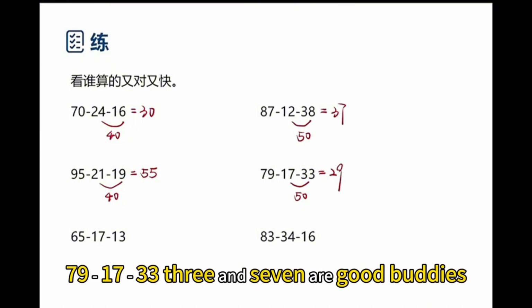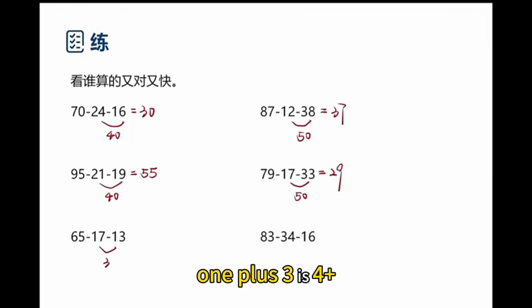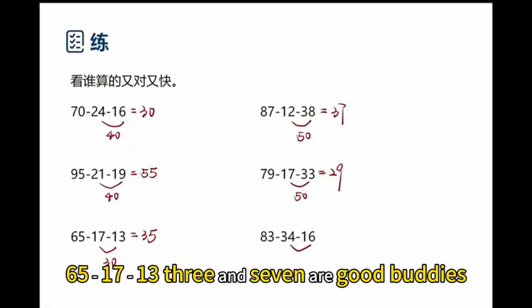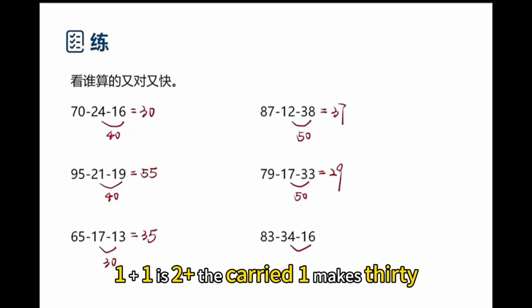79 minus 17 minus 33. 3 and 7 are good buddies. 1 plus 3 is 4, plus the carried 1 is 50. 79 minus 50 is 29. 65 minus 17 minus 13. 3 and 7 are good buddies. 1 plus 1 is 2, plus the carried 1 makes 30.